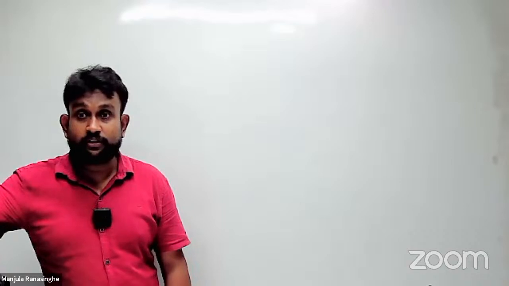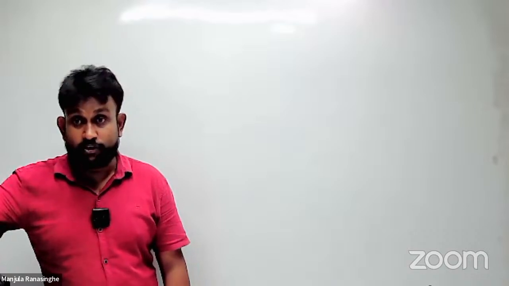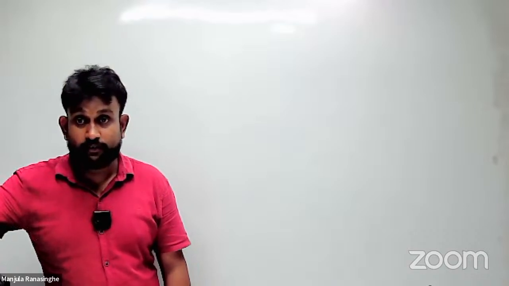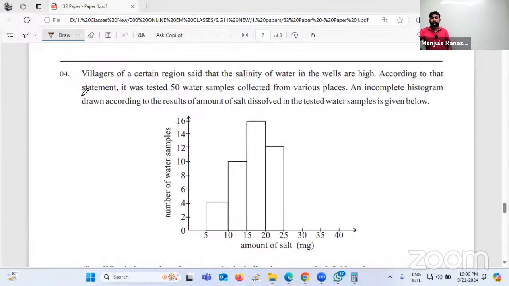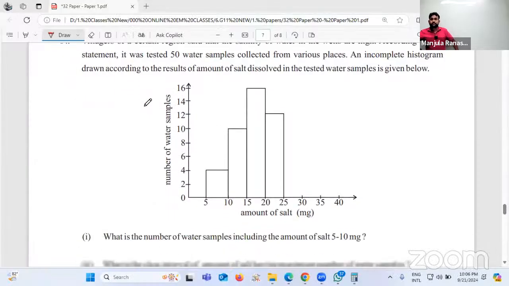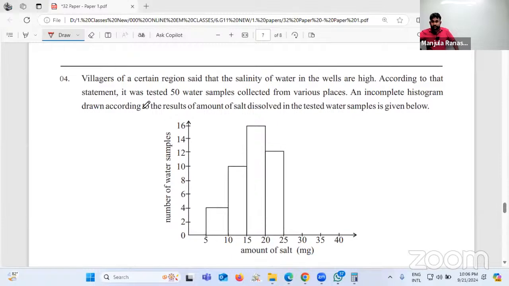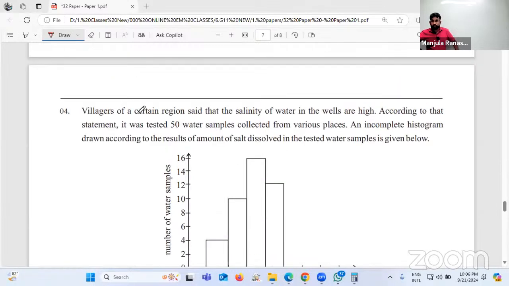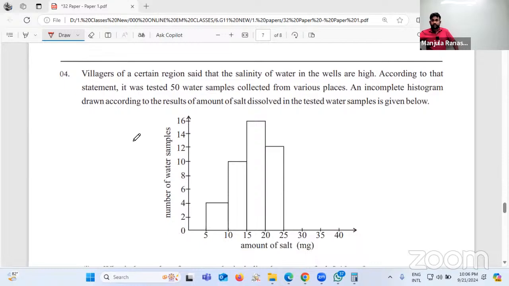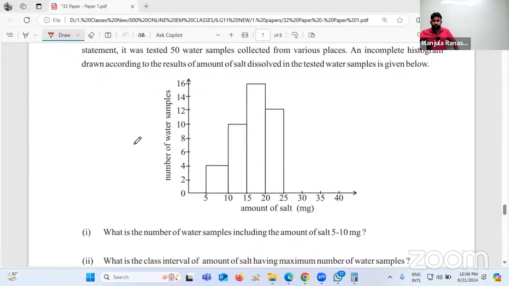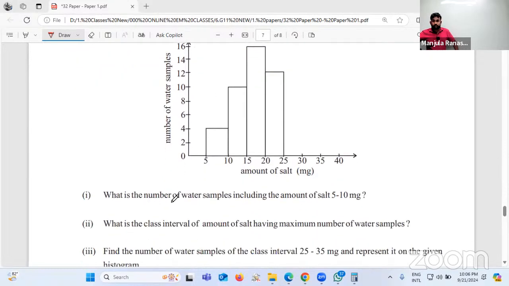Now we move to the question here, the pie chart shown there. Okay. Question number 4. The villagers of a certain region said that the salinity of water in the wells is high. According to that statement, 50 water samples from various places were tested and a histogram drawn with the sample given below. Right. What is the number of water samples including the amount of salt?